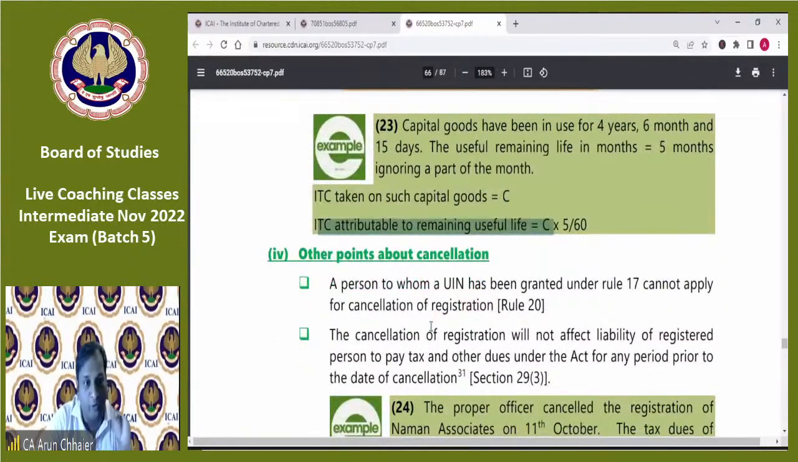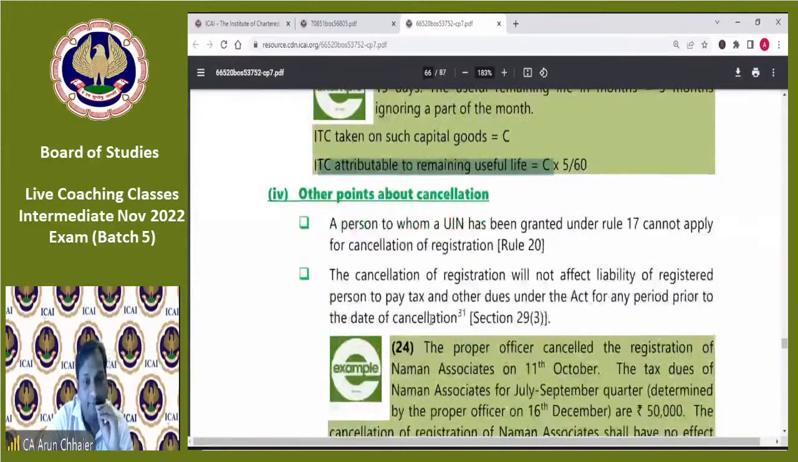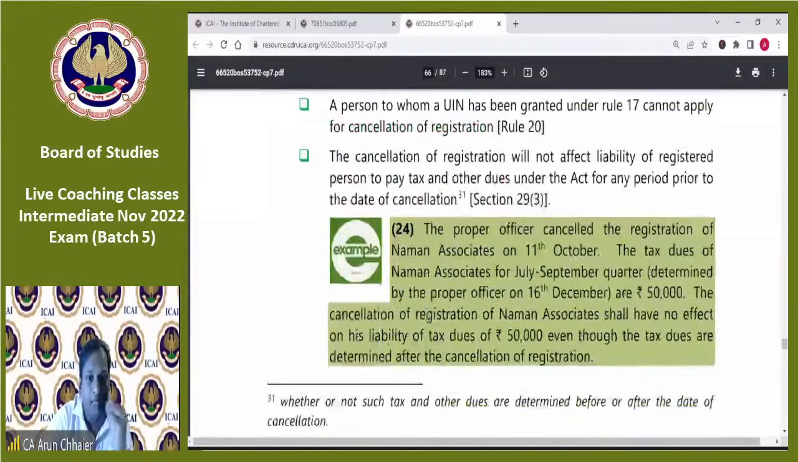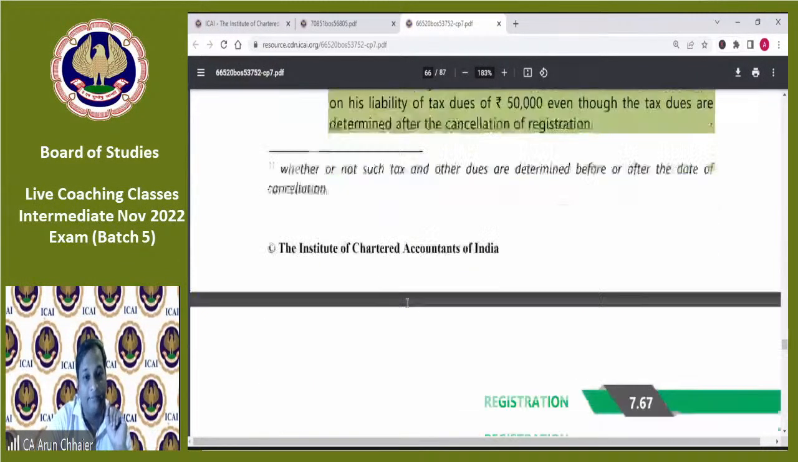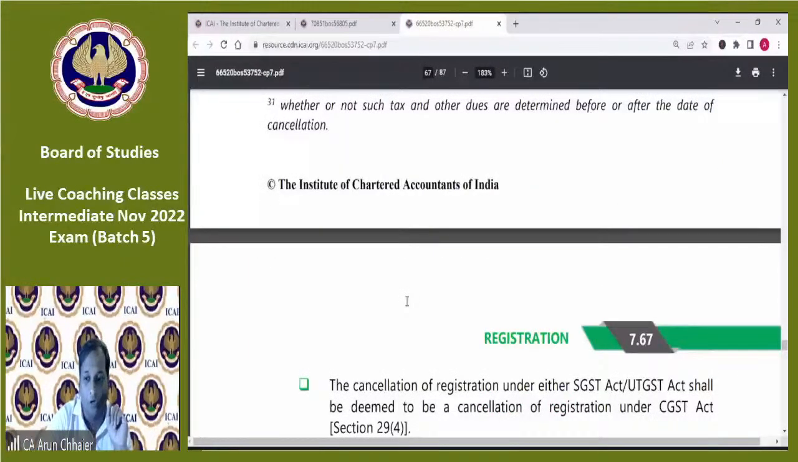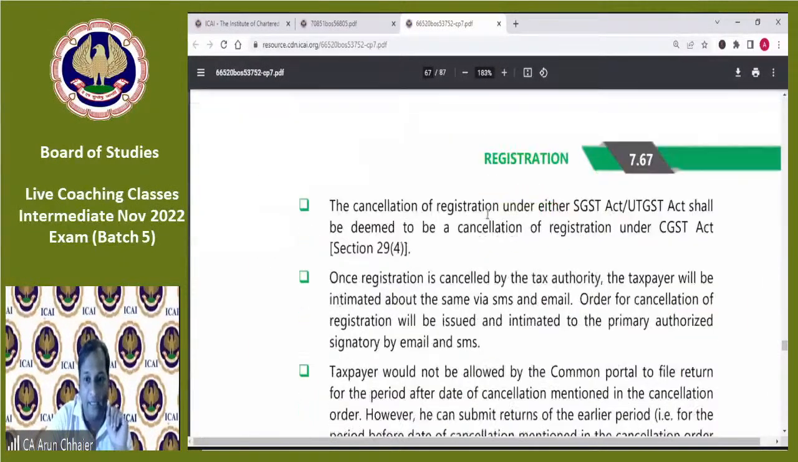Yes, Ayush, absolutely correct. Warranting the cancellation, death can be one of the situations or events. Another point about cancellation: a person to whom a UIN has been granted cannot apply for cancellation. A UIN holder cannot apply for cancellation. Cancellation will not affect the liability. So cancellation under CGST, SGST section 29 will be deemed to be cancellation under the other Act.